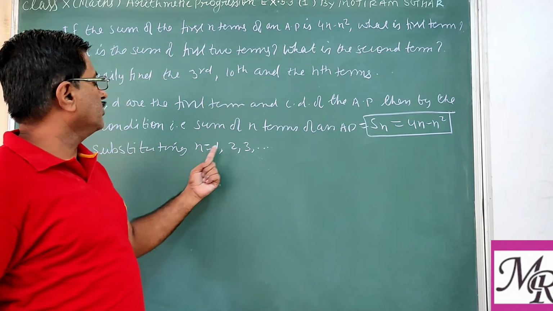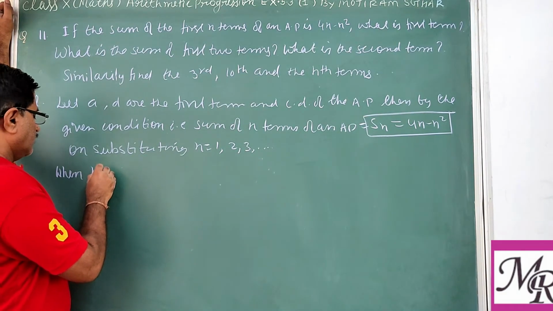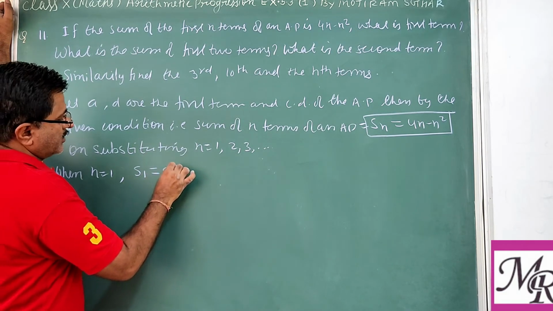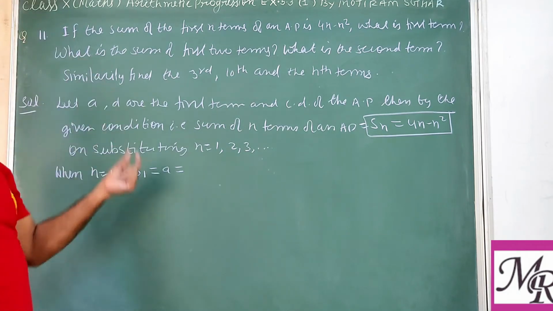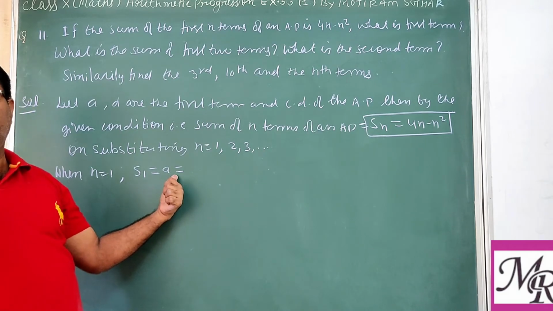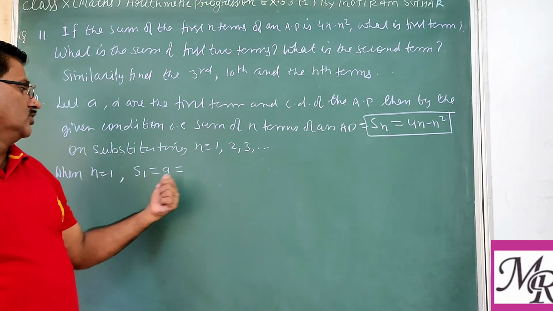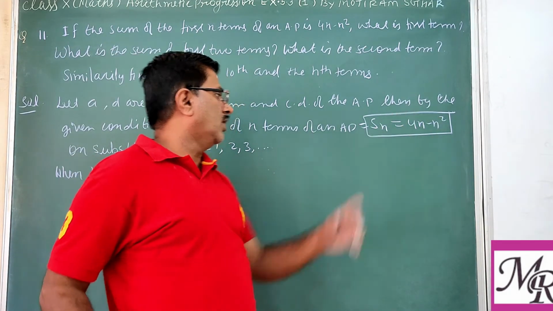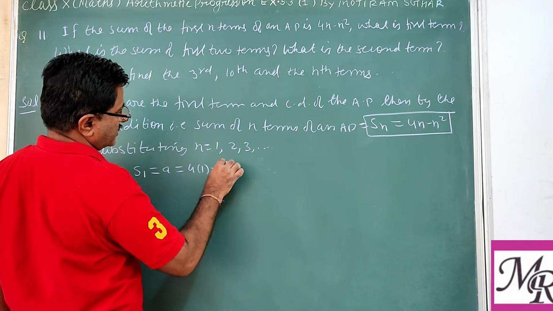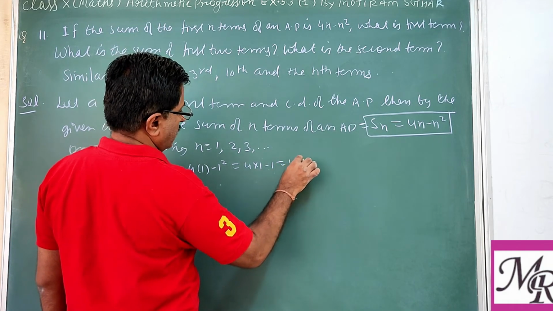Now if we put n equal to 1, what does it mean? S1 means the sum of one term, that is the first term. The first term, or single first term, is called the sum of one term. So here put n equal to 1. What do we get? 4 into 1 minus 1 squared, so 4 minus 1 equal to 3.